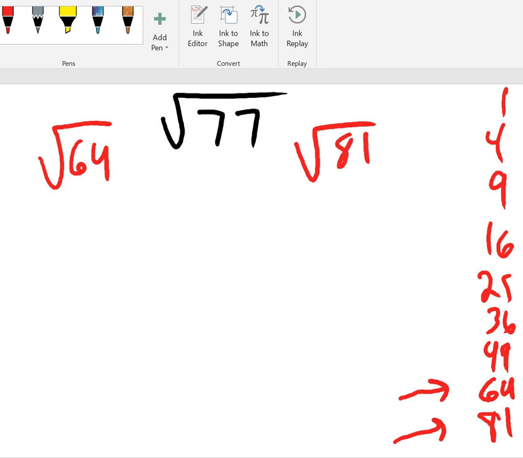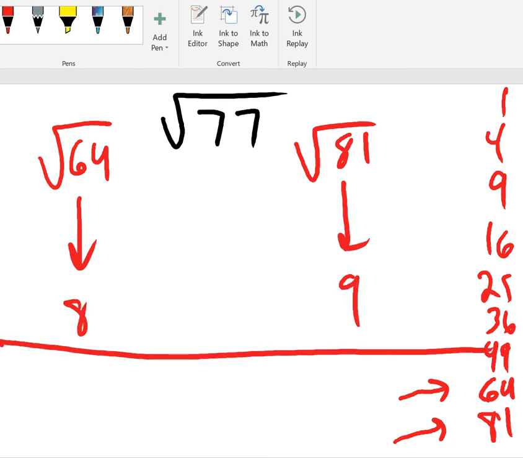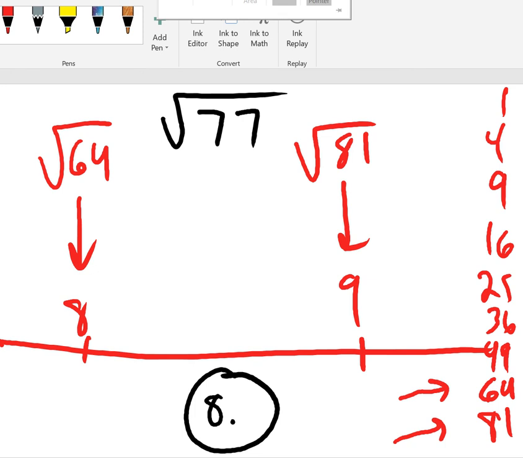Now, which 2 whole numbers is it in between? Well, square root of 64 is 8. Square root of 81 is 9. There we go. We know it's in between 8 and 9. So if down here is where our answer is going to go, you're going to say it's going to be 8 point something because it's in between 8 and 9. All right? So it's going to be 8 point something.